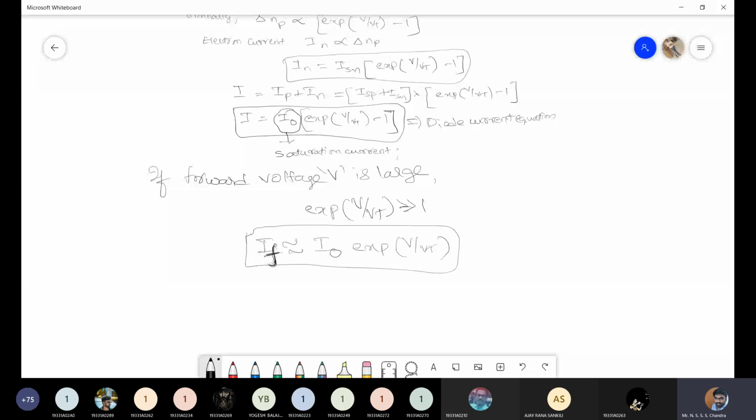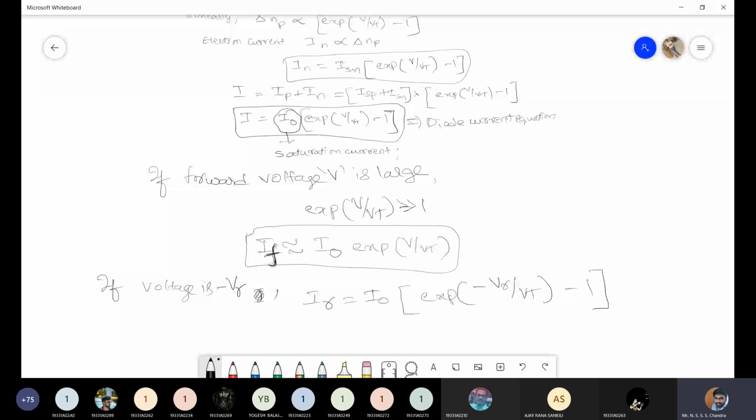Now in case instead of forward voltage, you have taken a reverse voltage. If you are taking a reverse voltage, now what happens? Instead of V, we have to write minus V. If voltage is minus VR, so let us consider that voltage as minus VR, then current I we will take as IR. IR equals I naught into exponential of minus VR by Vt minus 1.